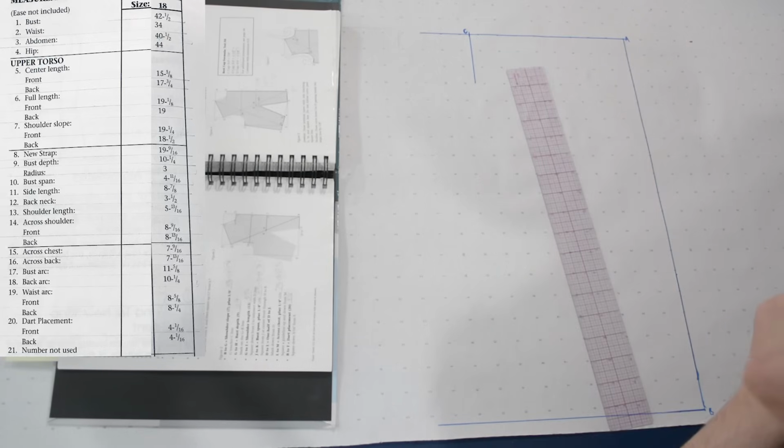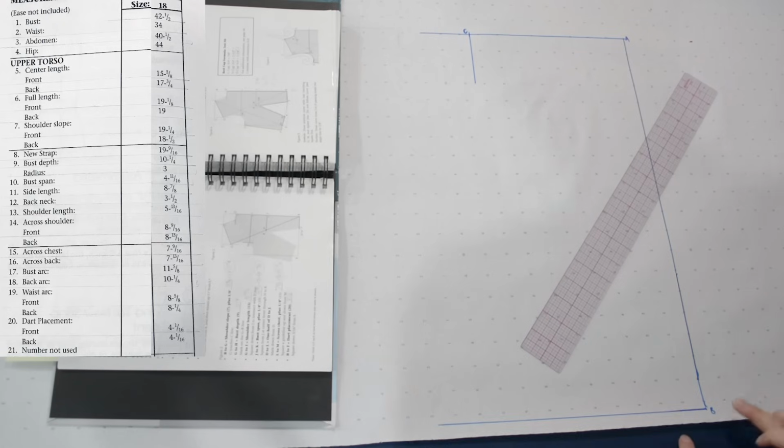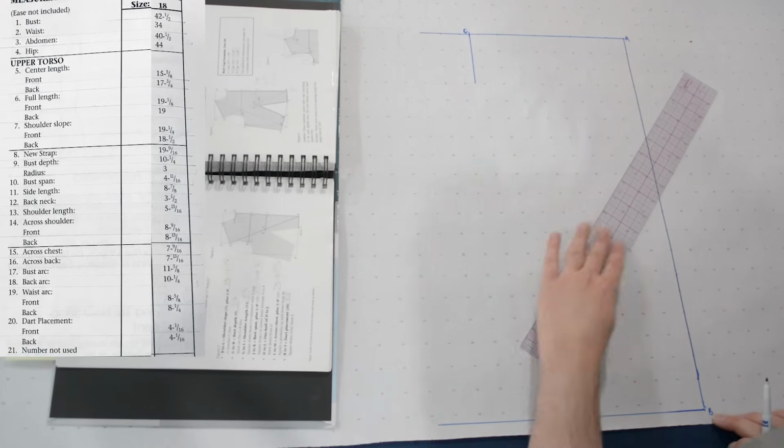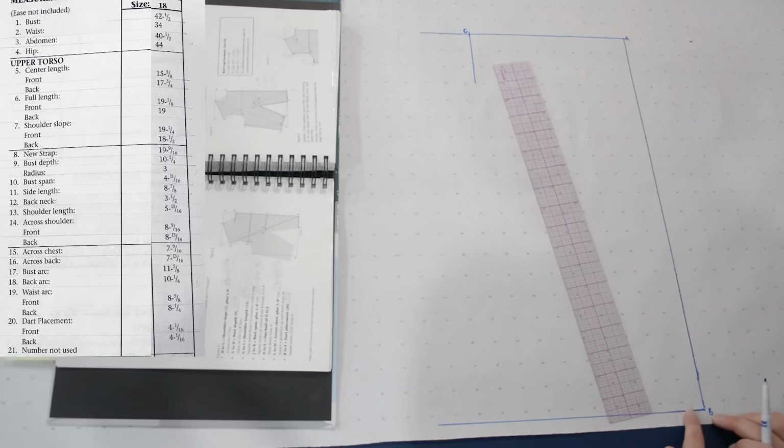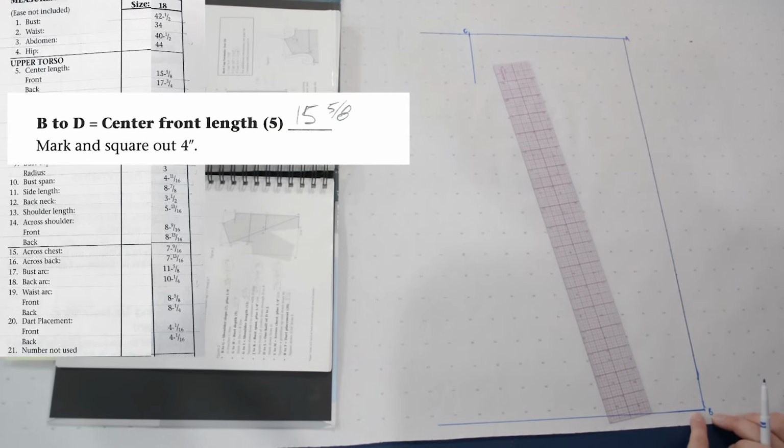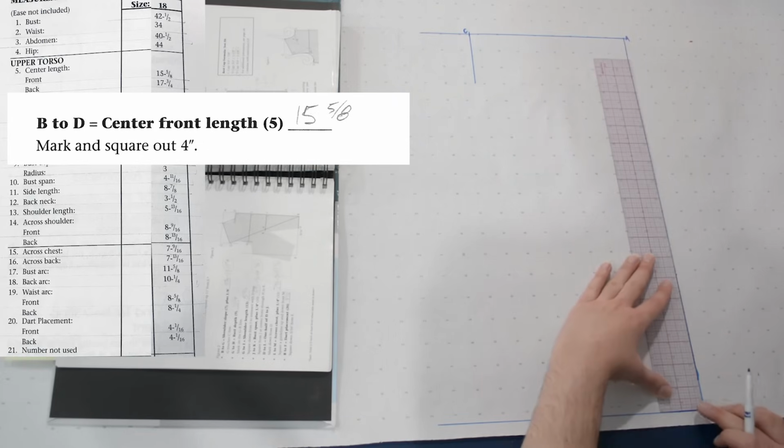All right. Now from B, which is down here, B to D, so we're going to be coming up here. B to D is the center front length, again, from that measurement chart. And that is, for me, 15 5/8. So I'm going to come up here.